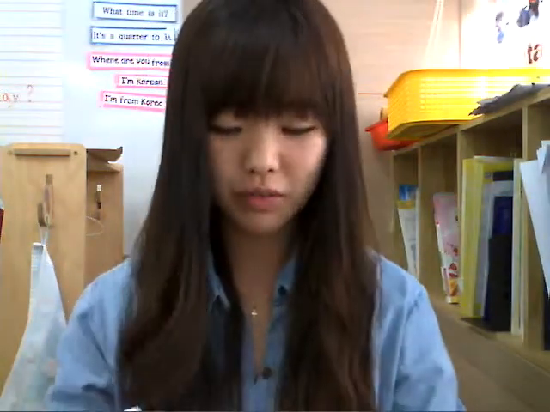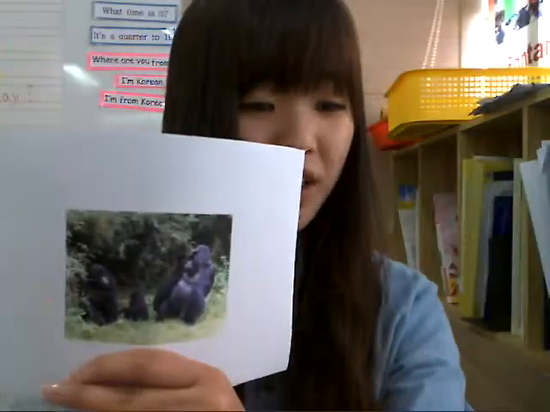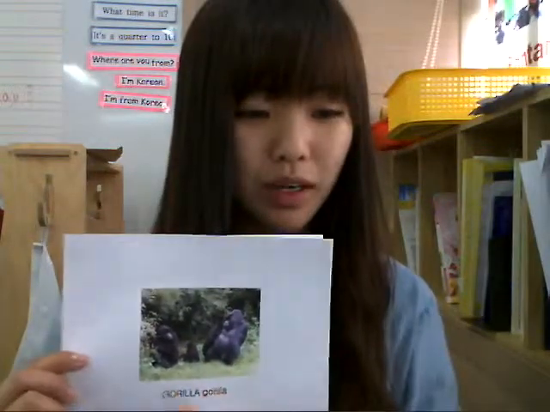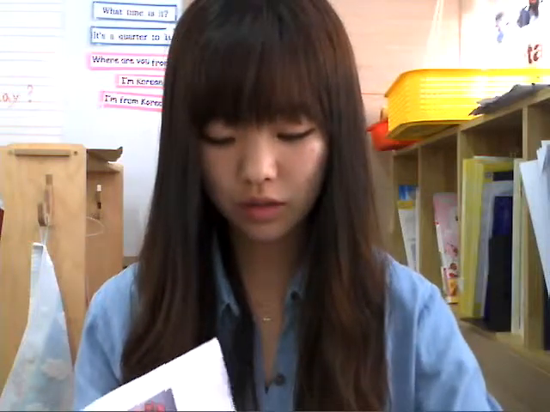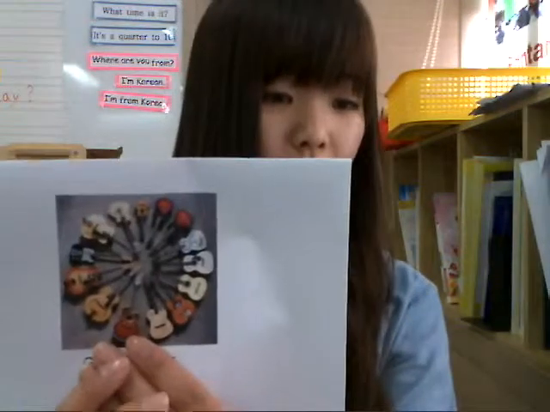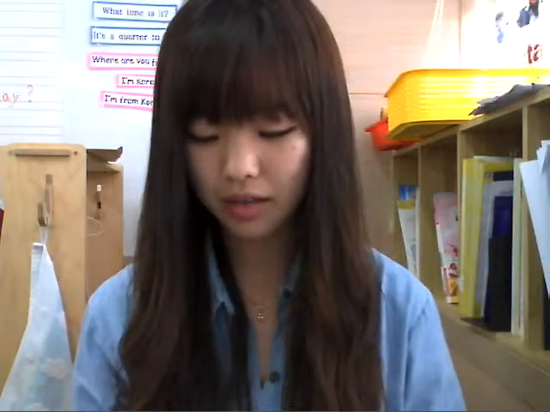Okay, last one, last section. Number 1, we all know this. We see it in a zoo. It's a gorilla. Gorilla with a G. And number 2, we also know this too. It's a guitar. Guitar.